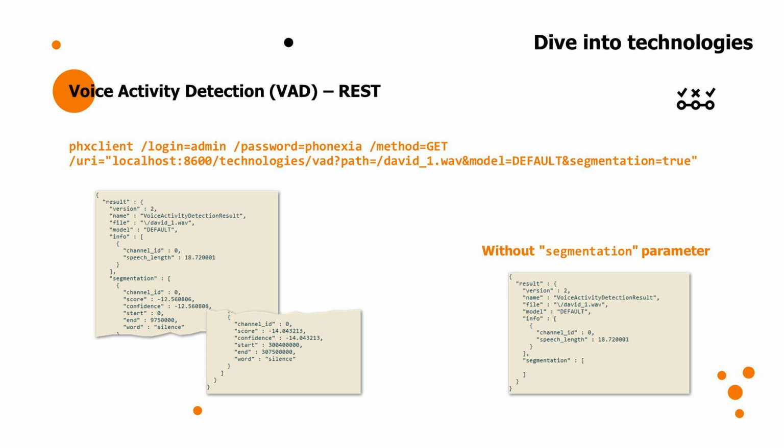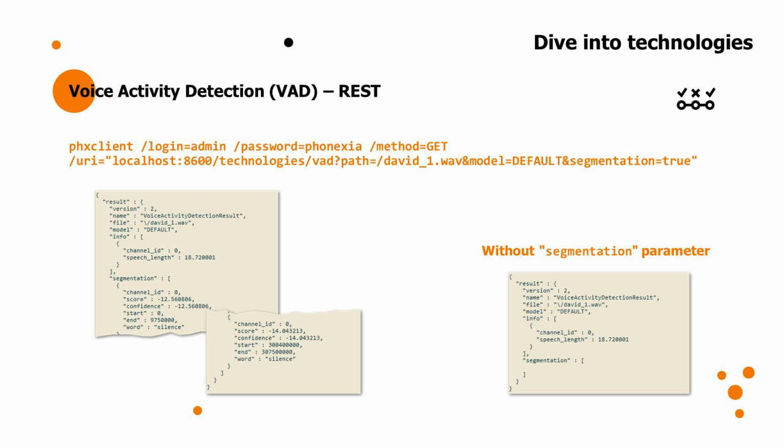If the segmentation parameter in REST query was true, the response also contains a segmentation array containing details about detected segments: channel ID, score and confidence of the detected segment, start and end times of the segment, and whether it's a voice or silent segment. The times are in HTK units. 1 HTK unit is 100 nanoseconds, so dividing the times by 10,000 gives the amount of milliseconds.